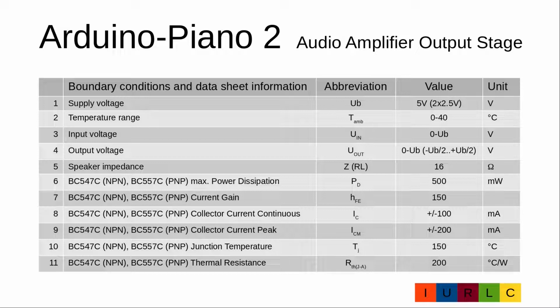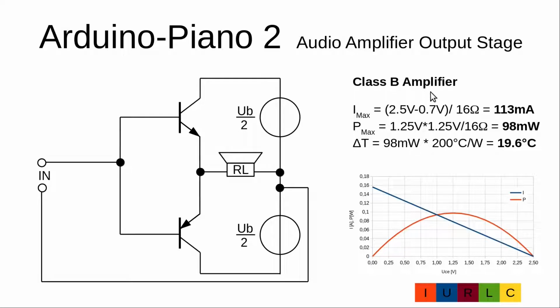The maximum junction temperature is 150 degrees Celsius and the thermal resistance of the housing is 200 degrees Celsius per watt. Now to the real amplifiers. The Class B amplifier is the only one where the principal circuit and the real circuit are identical. The maximum current we will get when the input is at the positive supply line. So we have 2.5 volt minus 0.7 volt from the Base-Emitter diode divided by the loudspeaker 16 ohm, so we will get 113 milliamp, which is below the peak current of the transistor.